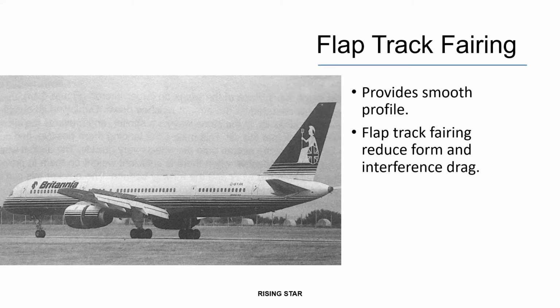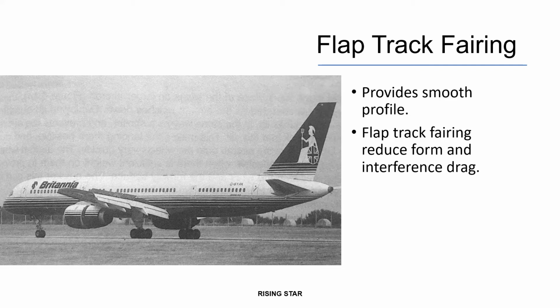Now, what are flap track fairings? Flap track fairings are the secondary structures which are found at the trailing edge of the wing, and they are there to provide the smooth profile, and they also reduce the form drag.